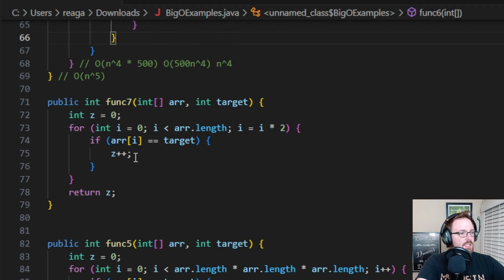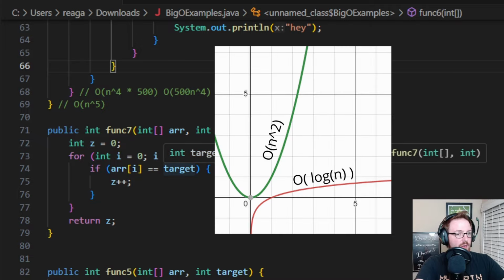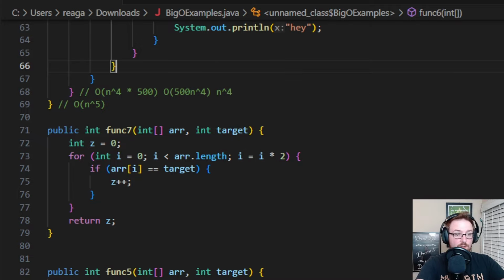Let's go on to our second to last example. Take a minute to look at this one, see if you can figure it out. This is where we're getting a little weirder. If you said big O of log of n, you would be correct. Remember, log of n is kind of the reverse exponential. It's the one that's shaped like this. So the question here is, how could you tell that it was log of n and not something else? The key is this i equals i times 2.